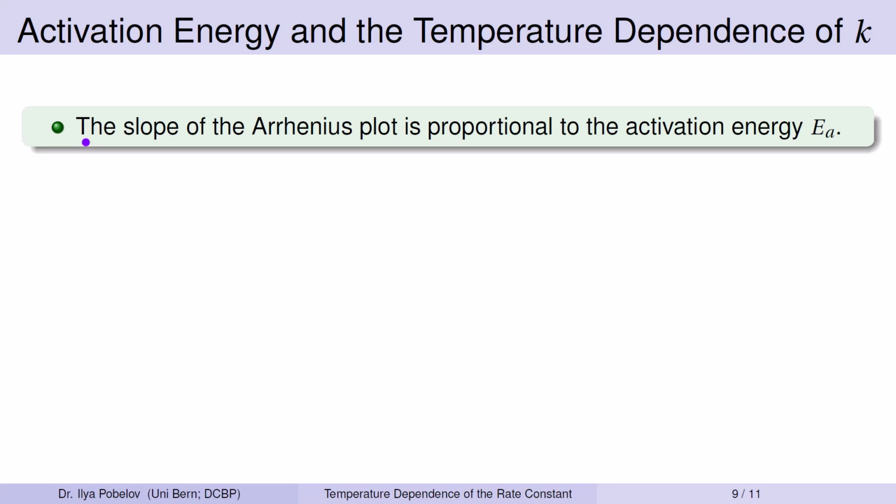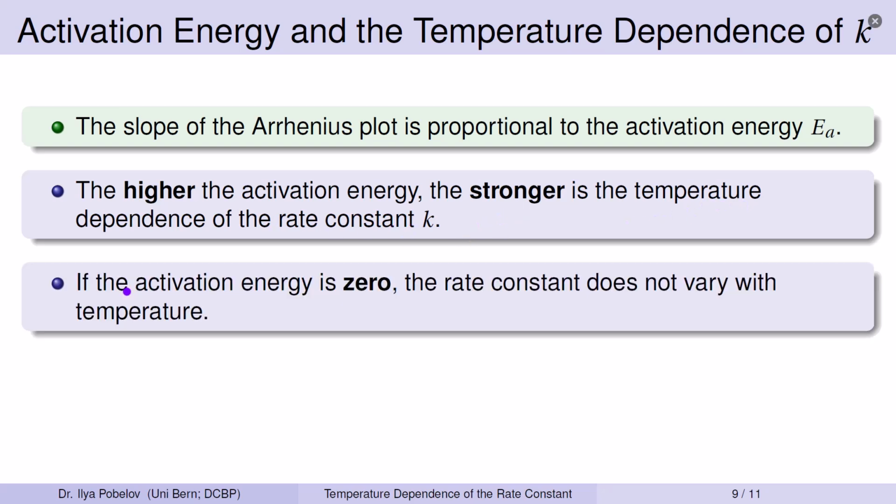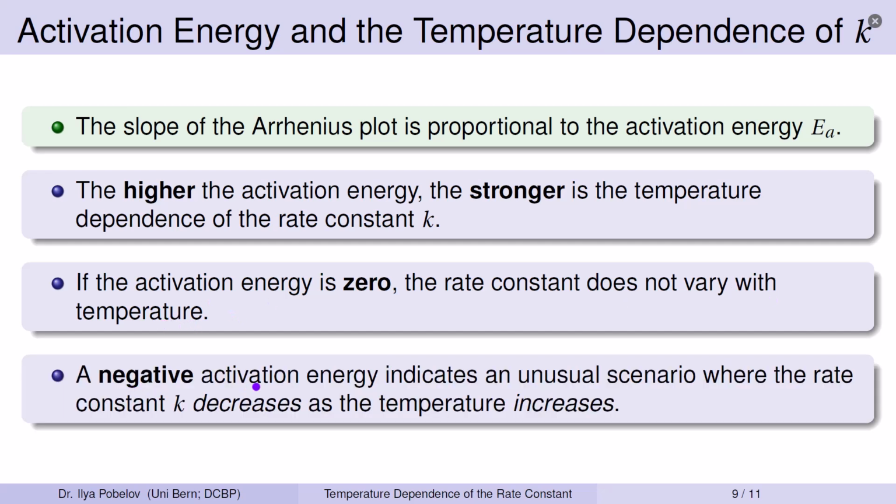From the Arrhenius plot, where the slope is proportional to the activation energy, we can draw several conclusions. The higher the activation energy, the stronger is the temperature dependence of the rate constant. If the activation energy is 0, it means that the rate constant does not vary with temperature. A negative activation energy indicates an unusual scenario where the rate constant decreases as the temperature increases.